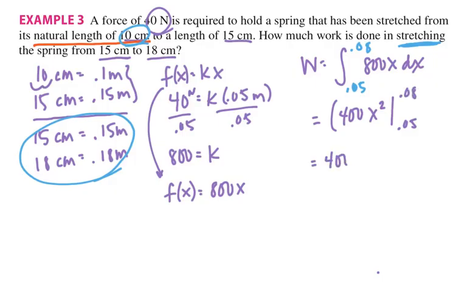So that means I've got 400 times 0.08 squared. 0.08 squared is 0.0064, minus 400 times 0.05 squared. So when you do that all out, you get 1.56 joules.